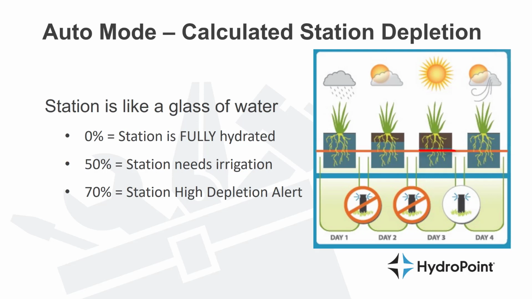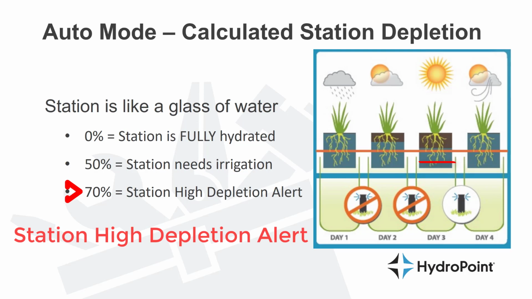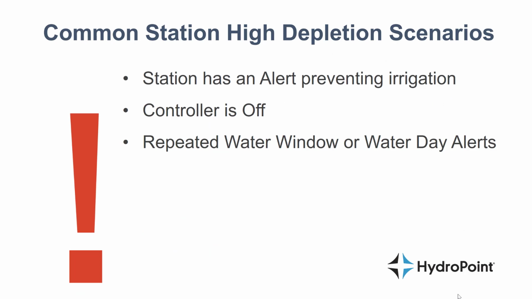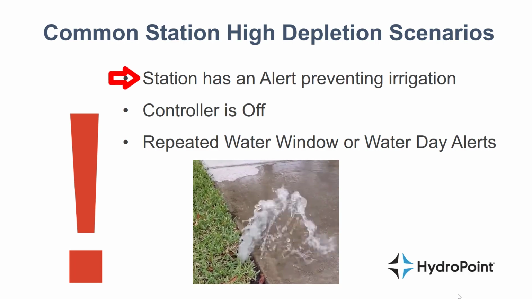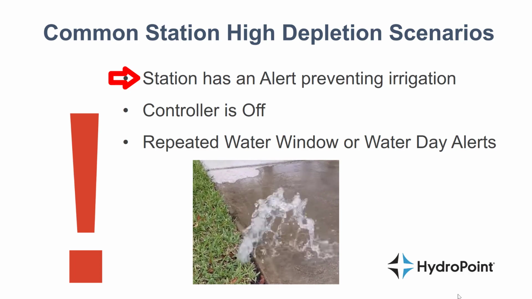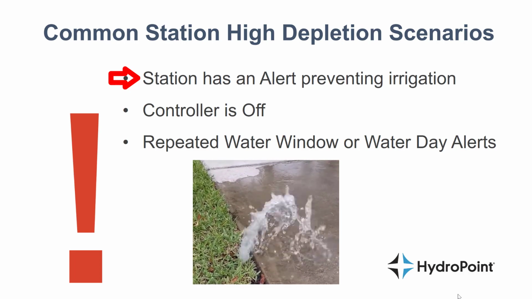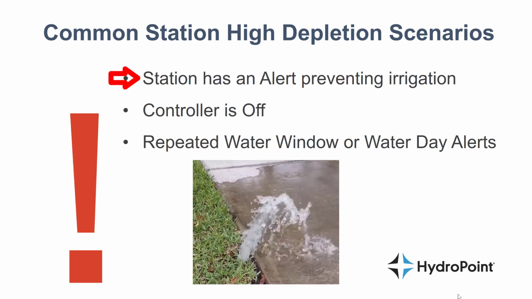A station high depletion alert is telling you that for some reason, a station not only passed the 50% depletion needed for irrigation, but then passed the 70% current depletion, which prompted the station high depletion alert. This generally happens because a station isn't allowed to irrigate when the controller wants it to. So if a station has an alert that's preventing the scheduled irrigation from happening, it doesn't take that station too long in the summer to accumulate a 70% depletion.